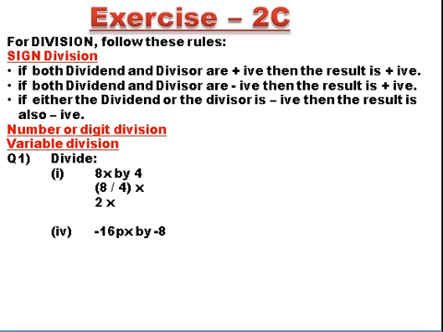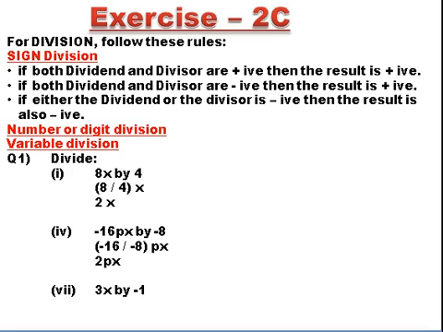So we are going to proceed further with the fourth part, where we have to divide minus 16px by minus 8. Dividend is minus 16px and the divisor is minus 8. You need to notice that both dividend and divisor are negative. So according to the rule, the result will be positive. If both of them are positive or both of them are negative, the result is always positive. So we have 16 upon 8 and the variable stays the same. 16 by 8 is 2 because 8 into 2 is 16. So the final answer is 2px.